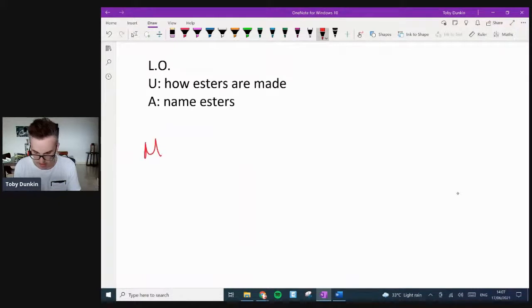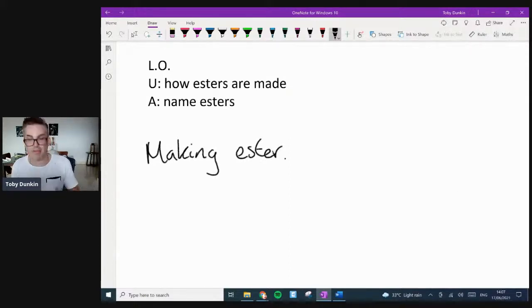So making esters. I'll switch to black. I prefer black. Making esters. So in order to make an ester, now just to tell you a little bit about this family. Hey, Jack, it's good to see you.